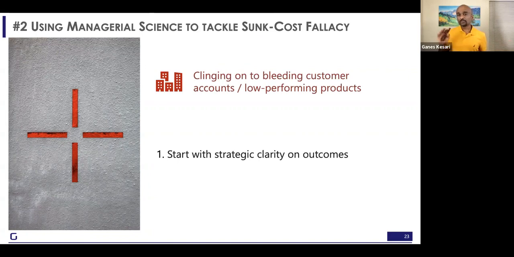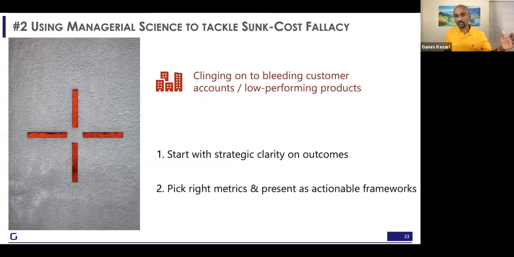Let's take the example of right sizing the customer accounts. If the organization's priority is growth and margin, like profitable growth, then that should again have to come up with strategic clarity, and that is what the organization is driving towards. And number two, pick the right metrics. In this case, it could be revenue growth month on month, and second aspect could be, say, gross margins or margin per customer account. And then you convert this into some actionable frameworks.